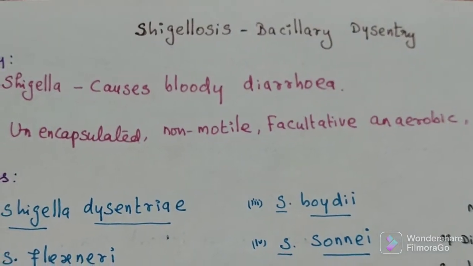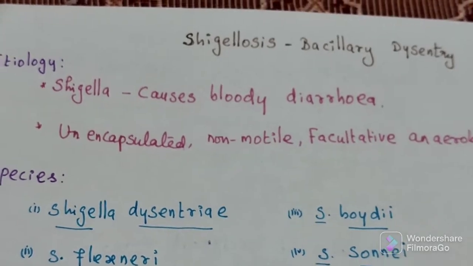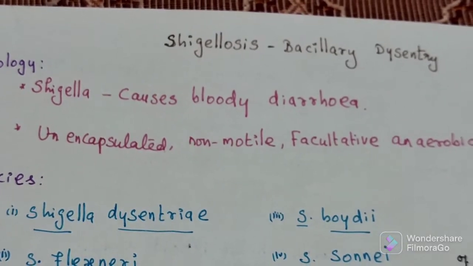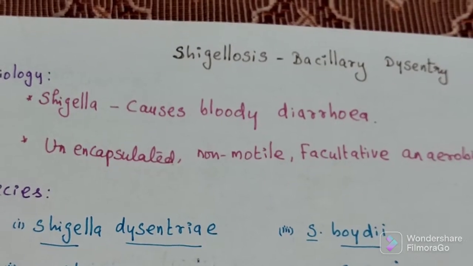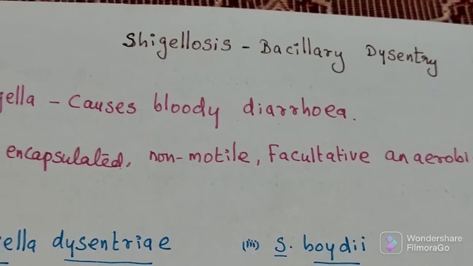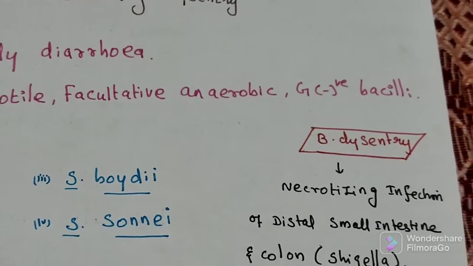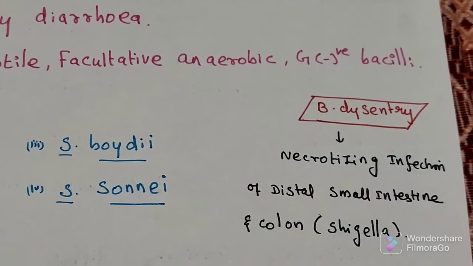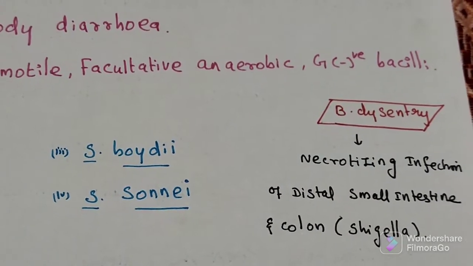In this video, we will discuss one more bacterium, Shigella. The disease caused by genus Shigella is called Shigellosis, that is, bacillary dysentery. Bacillary dysentery is a necrotizing infection of the distal small intestine and colon caused by Shigella.